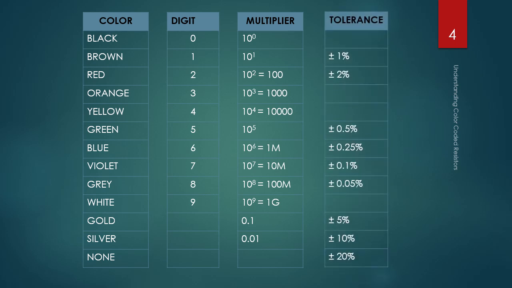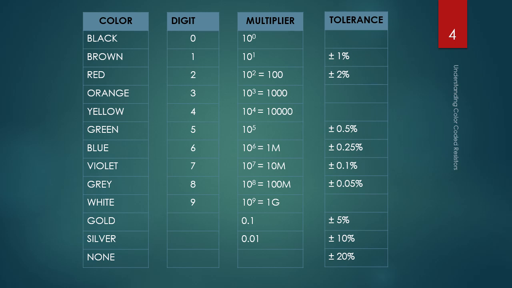Also, there are some tolerance values which are assigned to each color. For example, brown has a tolerance value of plus or minus 1. Red has a tolerance value of plus or minus 2. Whereas green, blue, violet, gray are also assigned some tolerance values. The most significant tolerance values are gold, that is plus or minus 5, and silver, that is plus or minus 10. And if there is no color in the tolerance band, we consider it as plus or minus 20%.